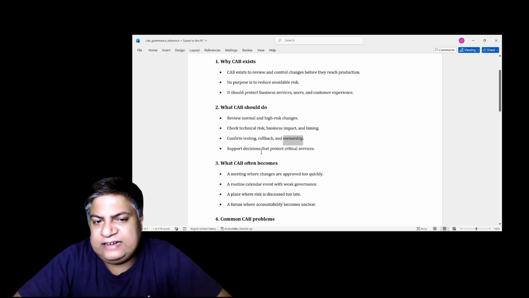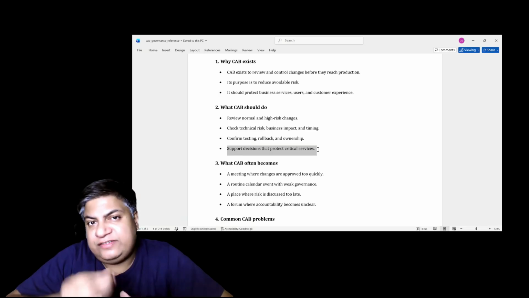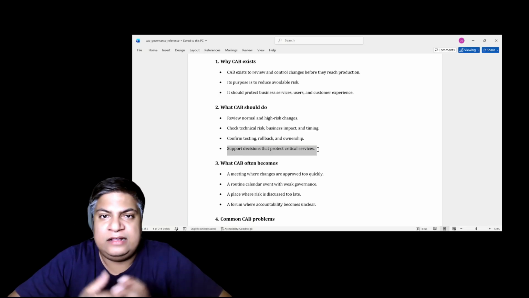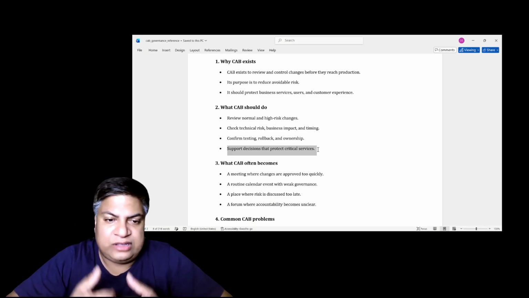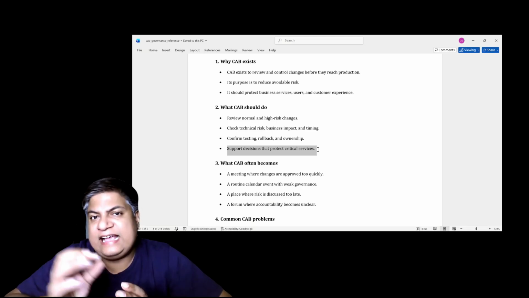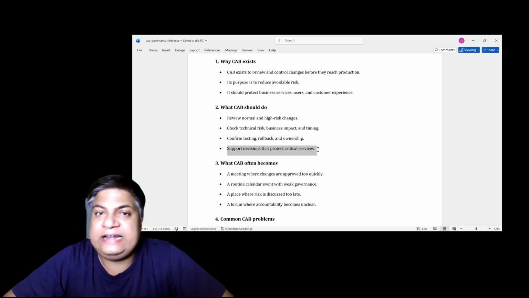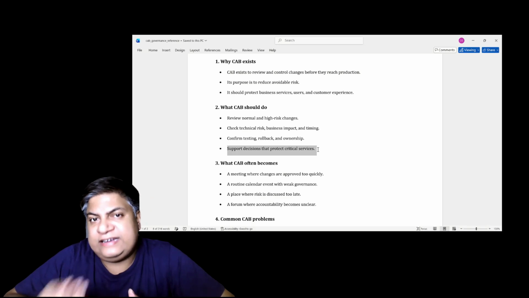Then support decisions that protect critical services. If your change is impacting any of the critical services, then the analysis and the support will be greater, because these are extra critical. Why are they extra critical? Because they may have a direct impact on revenue and a direct impact on user interaction.